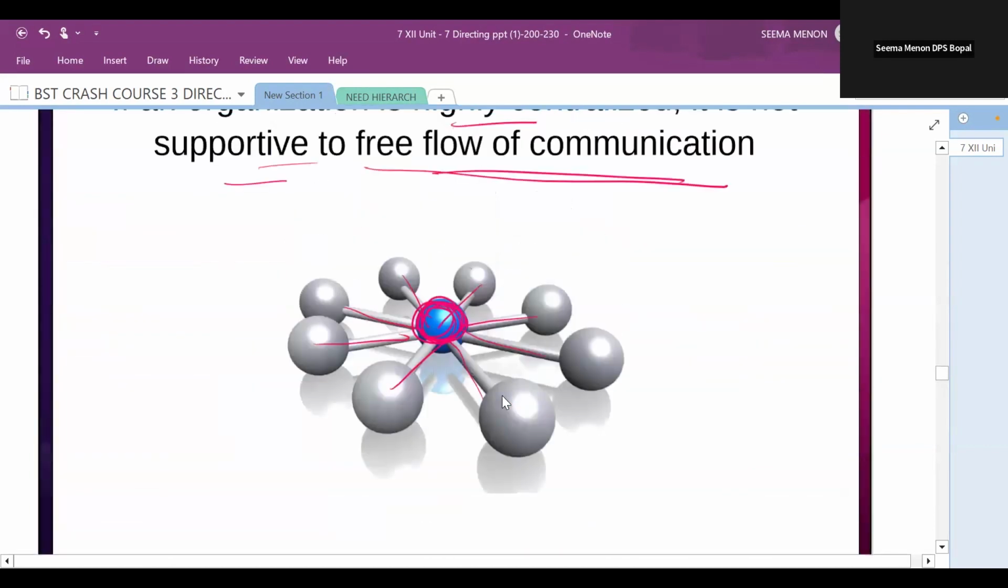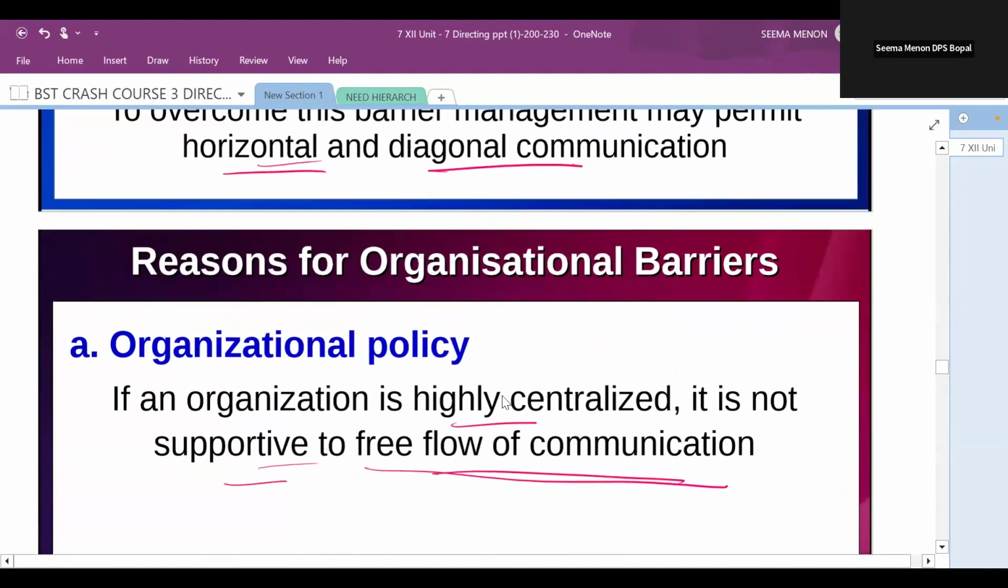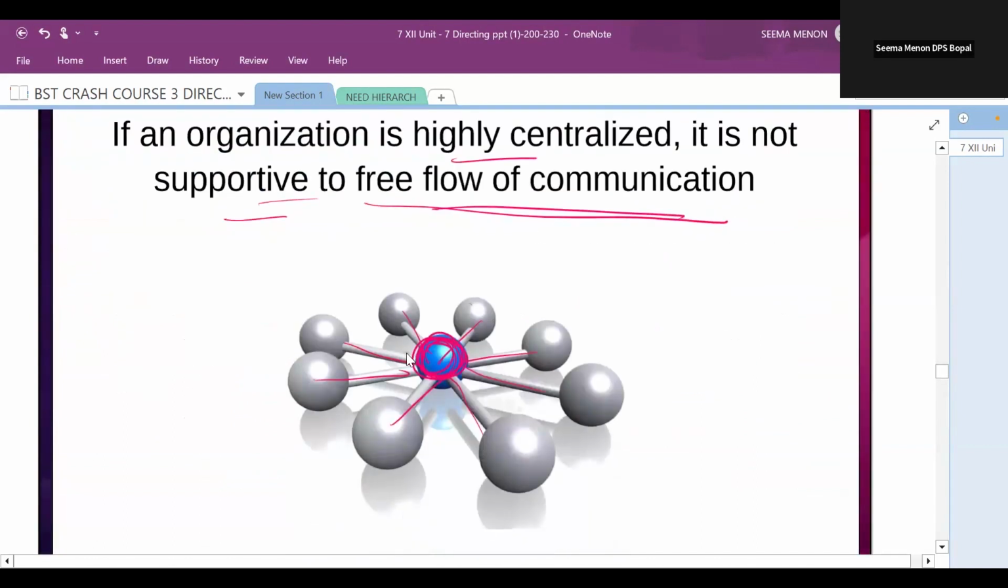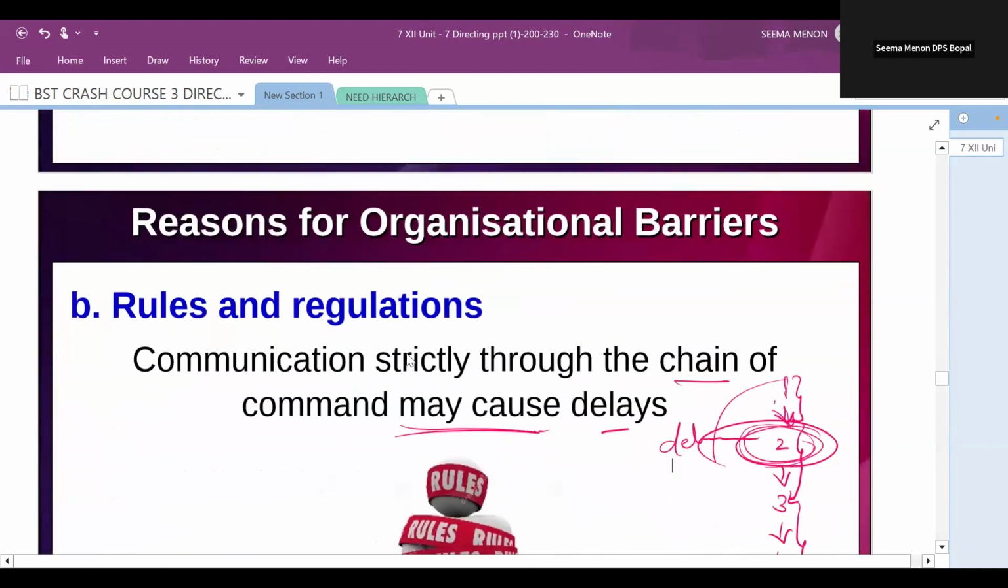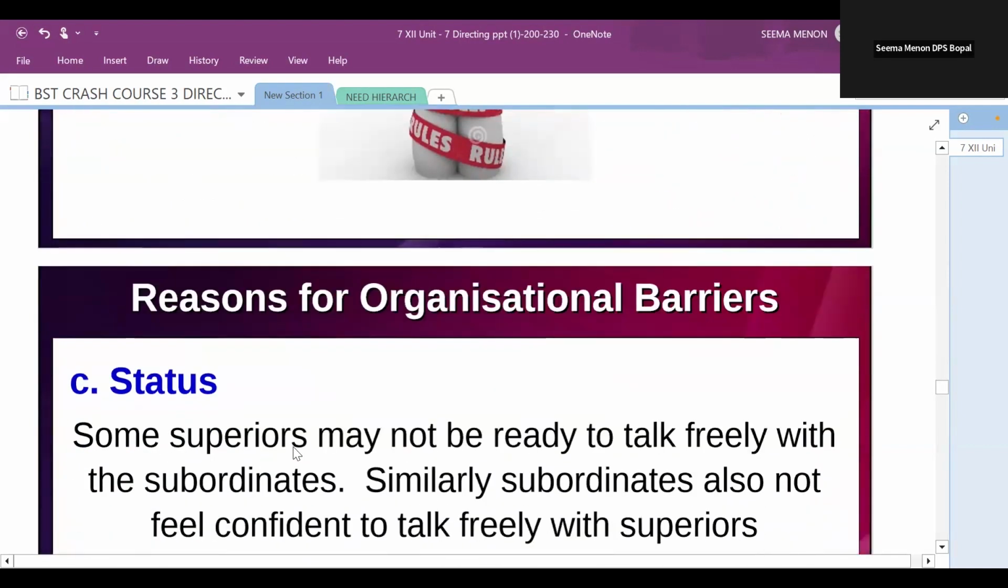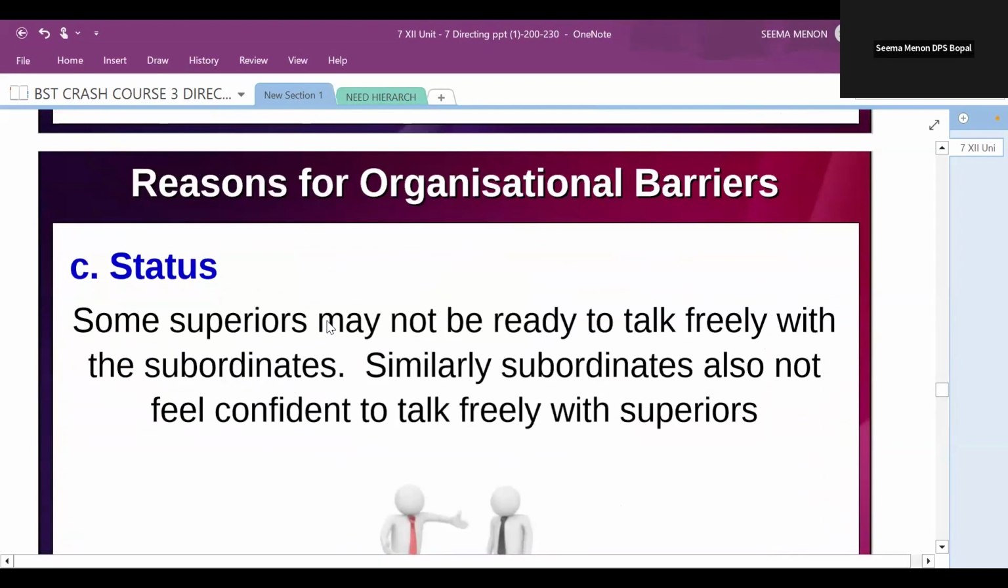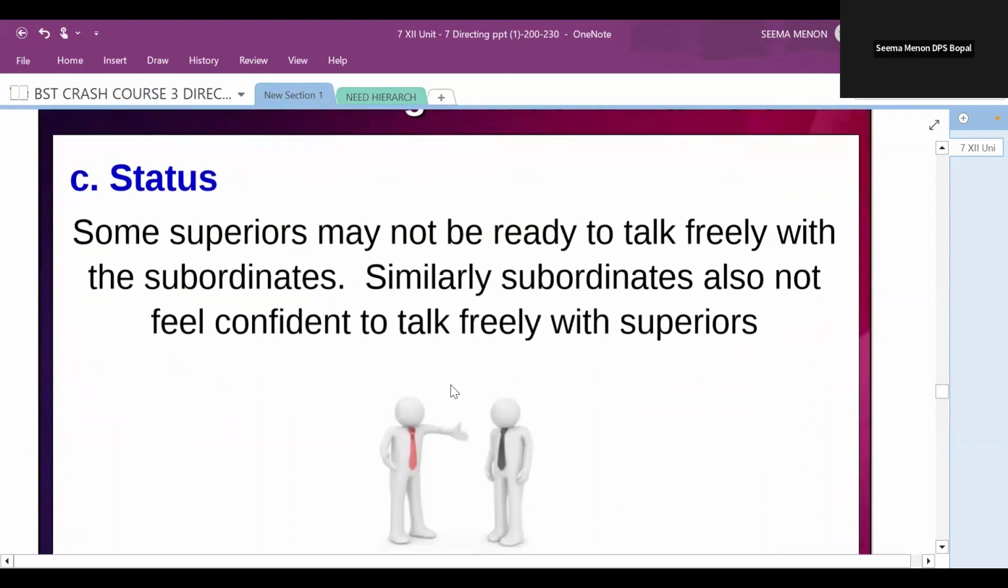We are discussing organizational structure, or what are the organizational barriers. Number 1 is organizational policy. Number 2 is rules and regulations. And number 3 is status. What do we mean by status here? Some superiors may not be ready to talk freely with the subordinate. Similarly, the subordinate also does not feel confident to talk freely with the superiors.